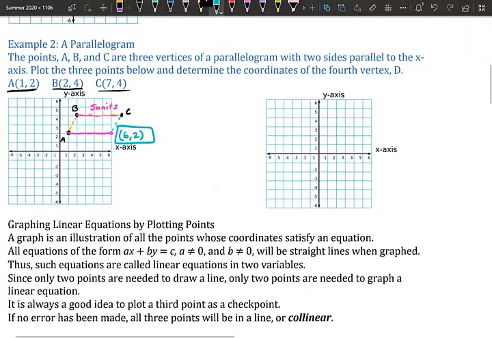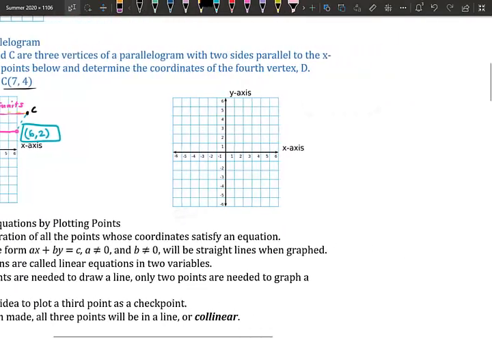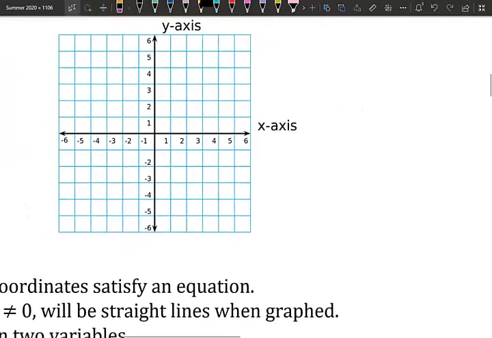Alright, now let's do the, there is another one. So let's just plot the points again, and I'll show you where it is, and as soon as I show you, you'll be like, I see it now. I totally see it now. Okay, so A is 1, 2. That's our A. Then we have B, which is 2, 4, so right 2, up 4, that's B. Then C is 7, 4, so 7, 4, that's C.